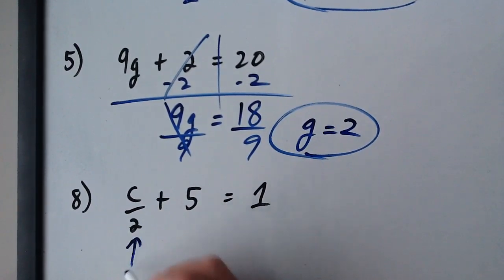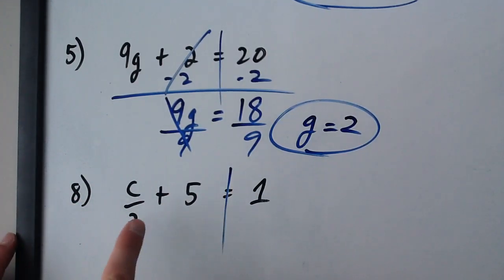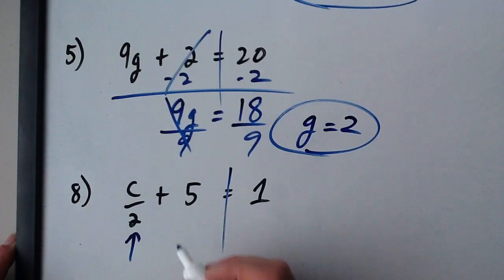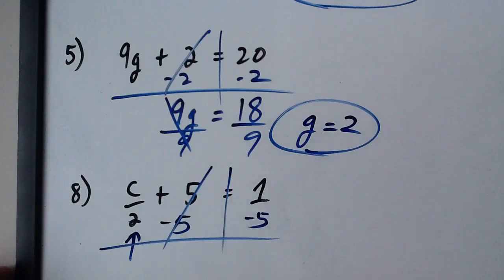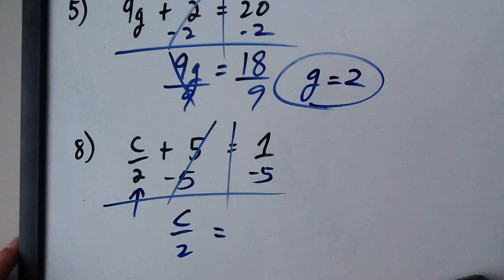That's how you should read this. That's c divided by 2. Plus 5 equals 1. So again, I have two sides of the equation. I have my left side, I have my right side. To get c by itself, c is on the left side, so get everything else on the other side. So I've got to subtract 5 so that those 5's will cancel, and the c over 2, or c divided by 2, will be on the left side.